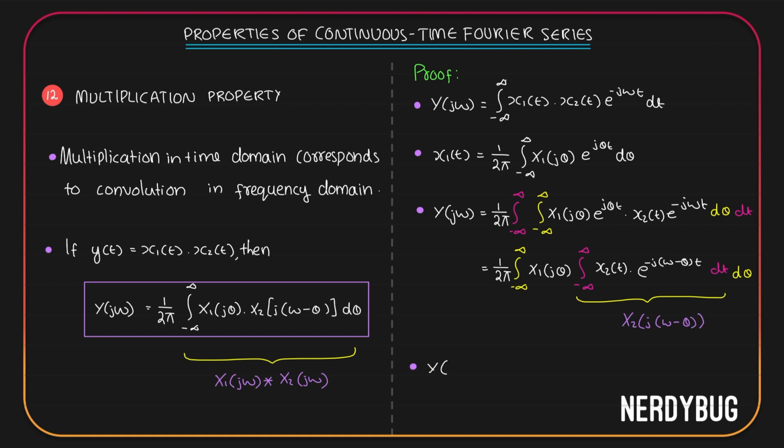Then we can write y of j omega like this: 1 by 2 pi integral from minus infinity to infinity x1 of j theta x2 of j omega minus theta d theta, which is what we have over here. So we can conclude that multiplication in time domain corresponds to convolution in frequency domain.